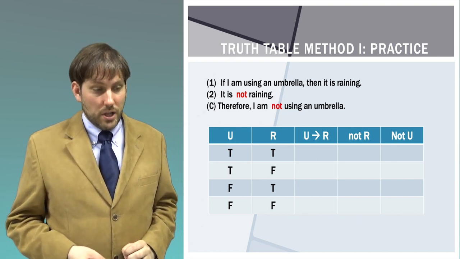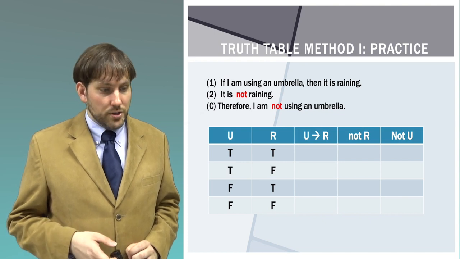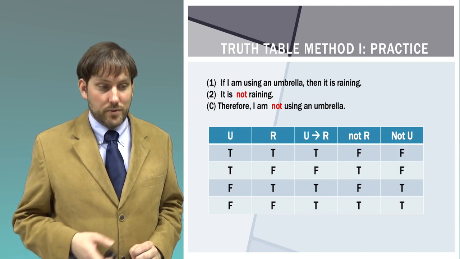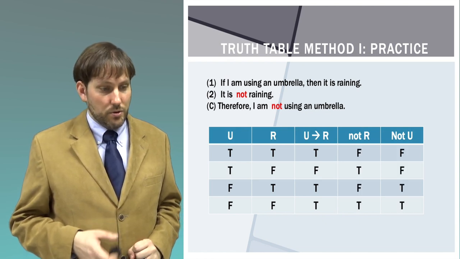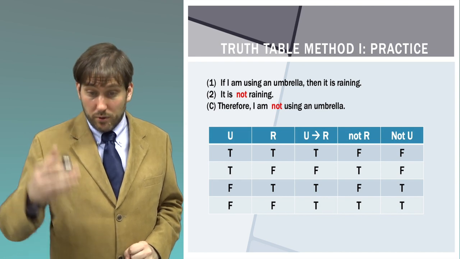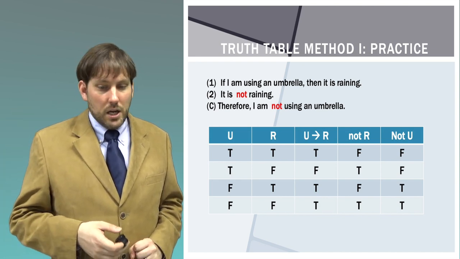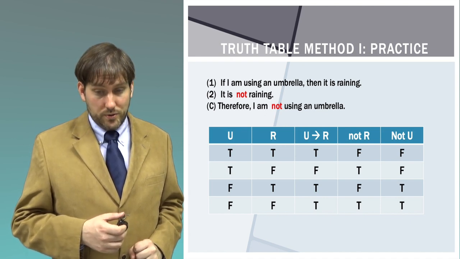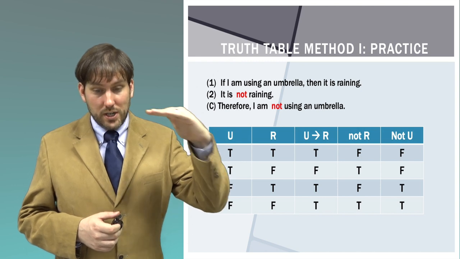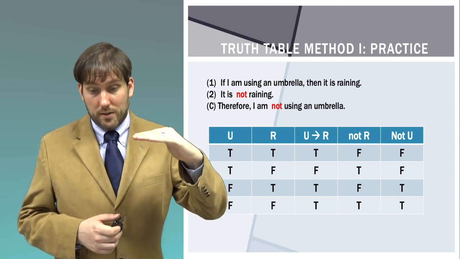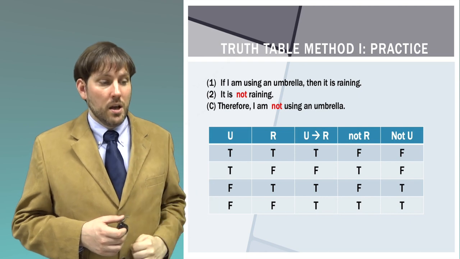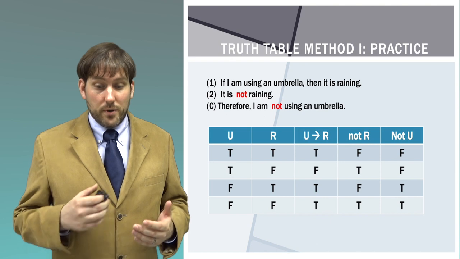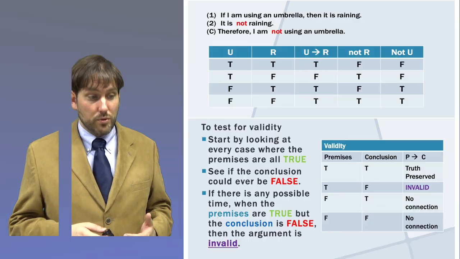And then we can fill out some of the other ones. So not R, using the operator, not R is always the opposite of R, so it's going to be FTFT. Not U, opposite of U, so it's going to be FFTT if we're going from top to bottom. And then for U then R, we look at the table again. It is true when both of them are true, so the first row is going to be true. Second row, left-hand side is true, right-hand side is false, so it's going to be false. Third row, false true, so it's going to be true. And the fourth row is false false, so it is also going to be true.